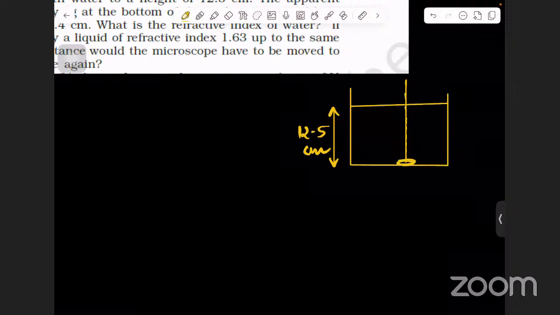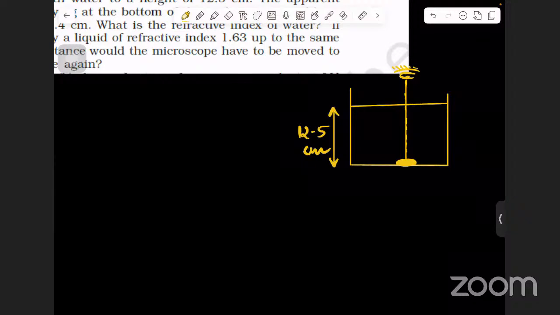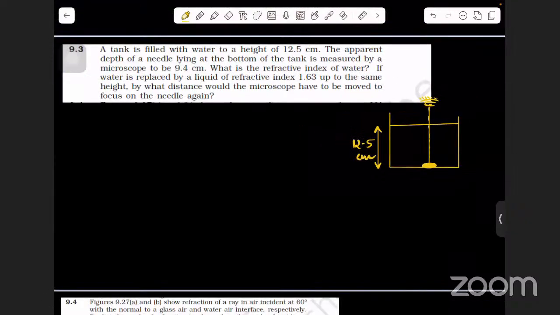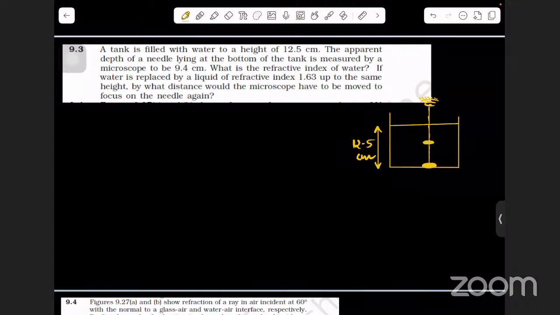I have a coin over here at the bottom of the tank. But if I see from the top, from above, I find that to me the coin appears as if the apparent depth is 9.4 centimeters. The coin's position appears somewhere here, and to me it appears as if it's at 9.4 centimeters. The question is, what is the refractive index of water? Let's first get done with the first part, right?